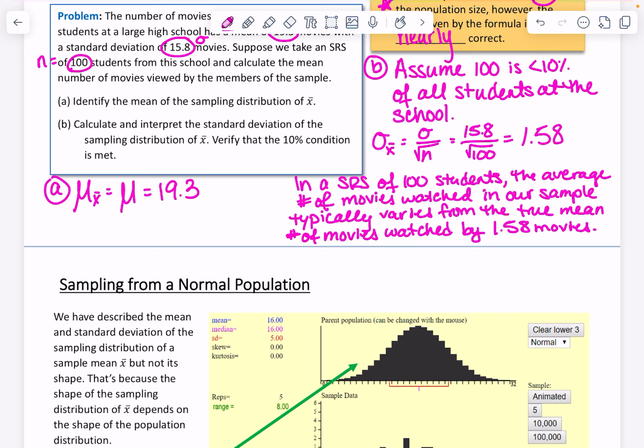Honestly, the only thing that's different, in my opinion, is just this formula. The 10% condition is the exact same. Even the mean, it's just that you find the number from the population from your problem. And the standard deviation interpretation is the same. So the only difference is really the formula we just used.